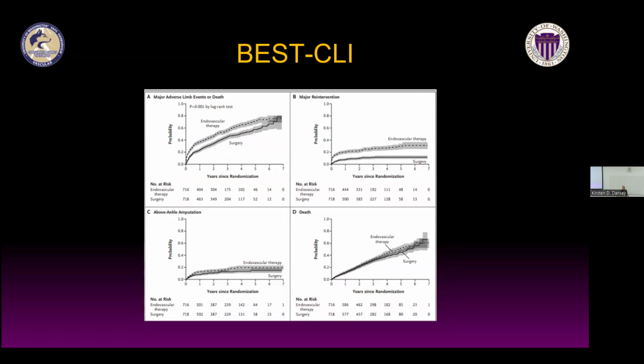And you can see here, their primary outcome was looking at MALE, and some of the critique of BEST CLI was that this was really driven by re-interventions for endovascular interventions. Above-ankle amputations were really no different between open and endovascular procedures.